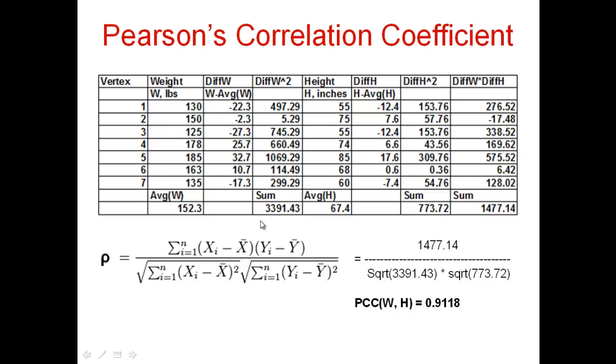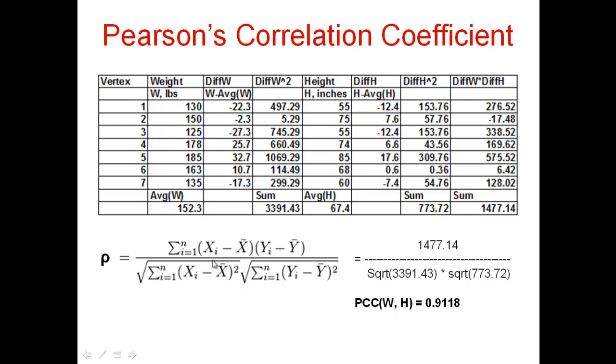Now you also need the product of the differences. So take the product of the differences between the height and weight. So that's this. And then you need the sum of the product of the differences. So sum the product of differences, we get this. So now plug in these values into this formula.